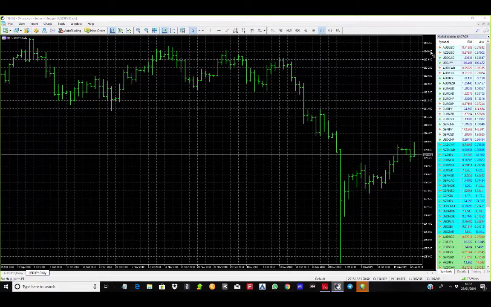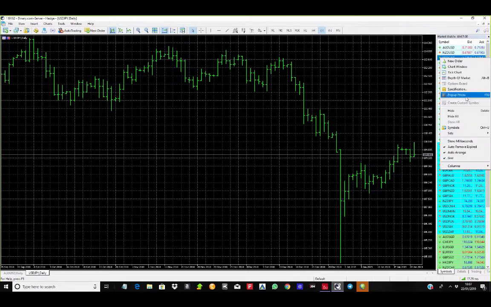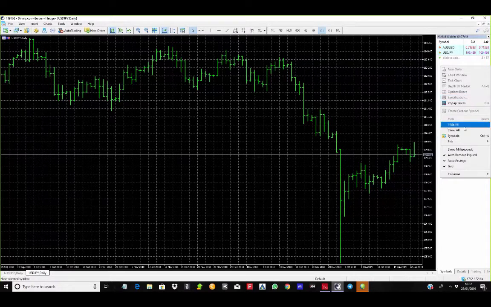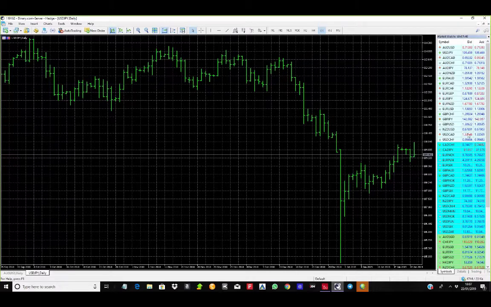So first of all, when you have your raw chart here, if you right click on the market watch, you can go to hide all or show all. If you go to hide all, it will only show the markets which are presented in the main screen. At the moment, I've got Australian dollar US dollar, and also US dollar Japanese yen. If I right click and go to show all, it will show me all the different Forex pairs that are available for you to review and essentially trade.